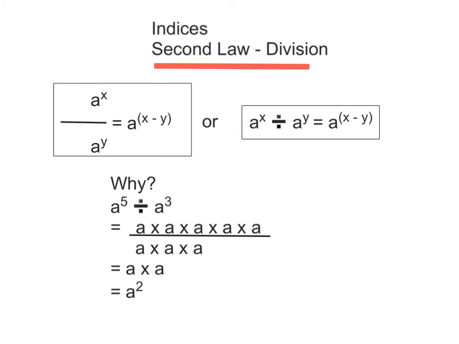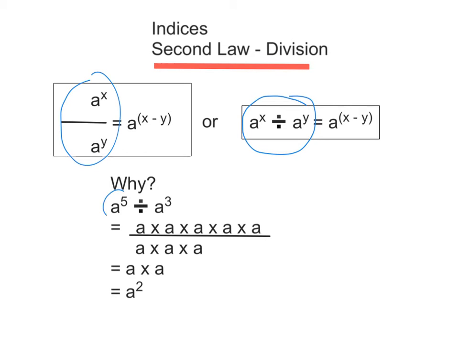In this lesson, we're looking at the second law of indices, which is to do with division. When you divide two terms, you can write them two different ways. You can write them like a fraction, like in this case, or you can use the division sign, like in that case. Either way, the answer is obtained by subtracting the powers or indices. Why is that true? Let's look at an example.